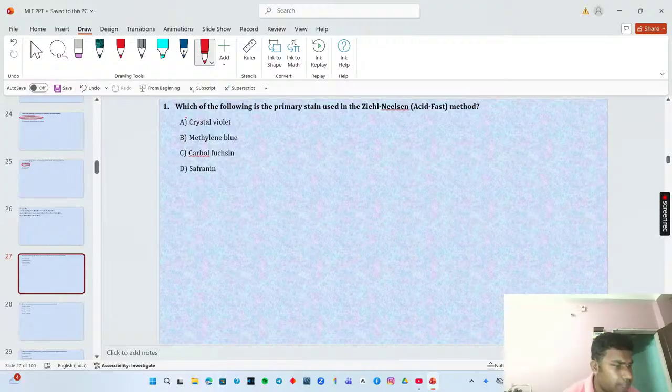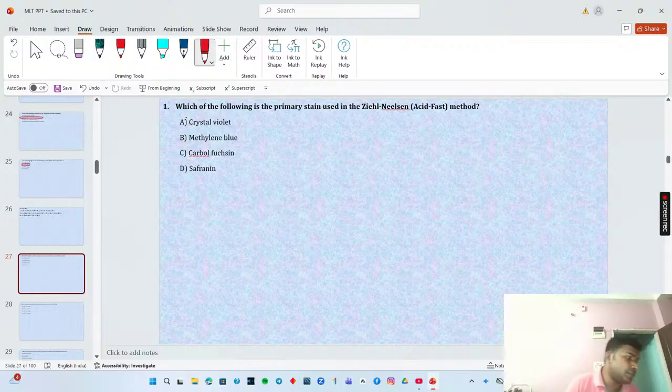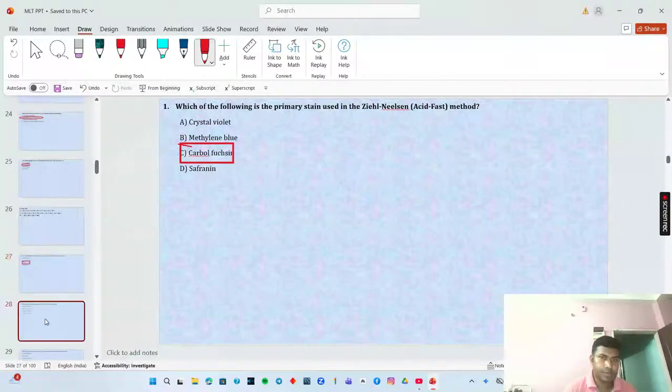So here the question is given as: which of the following is the primary stain used in the Ziehl-Neelsen acid fast method? So what is the stain which is used in acid fast method? In acid fast staining, carbol fuchsin is used. Okay, carbol fuchsin stain is used in acid fast staining. And in which bacteria is it used? It is used for Mycobacterium tuberculosis.